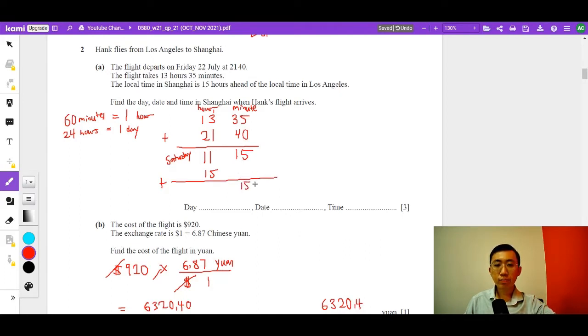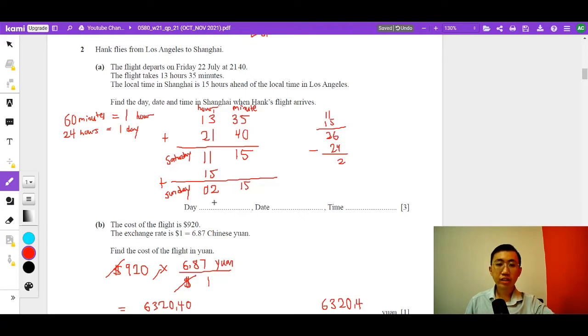You bring it down. Alright, here 11 plus 15. So you can do like this first. That will be 26. Once again, after every 24 hours, you need to add one more day, right? So you minus 24 hours, balance 2. So your remainder is 2, and after 24 hours, you have to change to another day. So it's now Sunday. So it will be Sunday 2 a.m. Definitely, 0, 2, and 15 minutes.